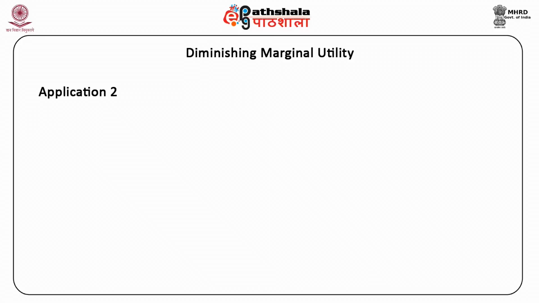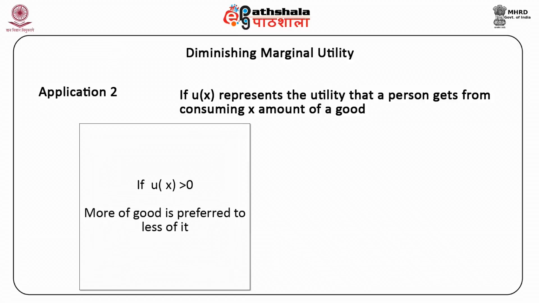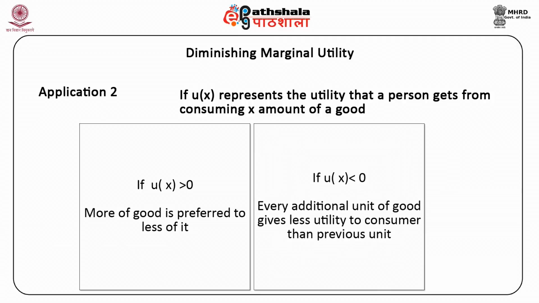Application 2. Diminishing marginal utility. Suppose U(x) represents the utility that a person gets from consuming x amounts of good X. If U'(x) is greater than 0, then more of the good is preferred to less of it. If U''(x) is less than 0, then every additional unit of the good generates less additional utility for the consumer than the previous additional unit.